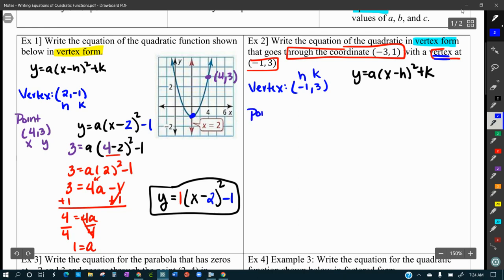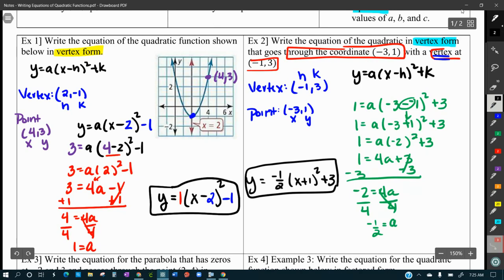The point that we have, the random point that this parabola runs through, is -3, 1. That's the x and the y. So pause the video, see if you can get the equation for example 2. Substitute h and k and x and y, solve for a, and plug it back in. And this is the equation you should have ended up with.